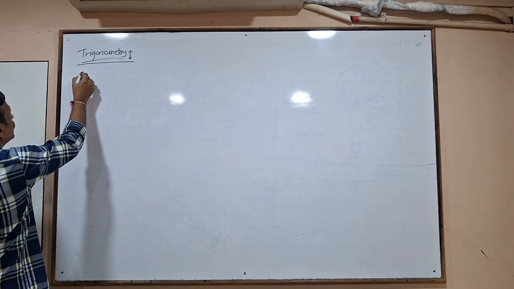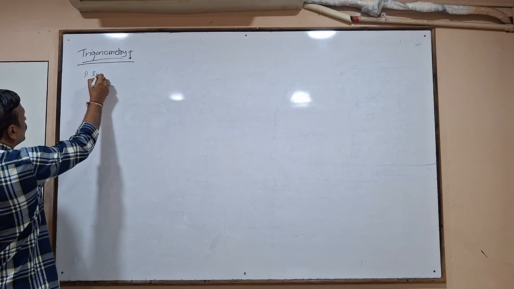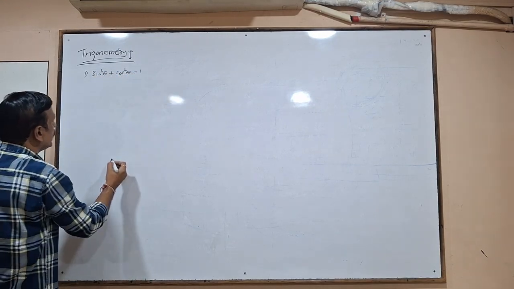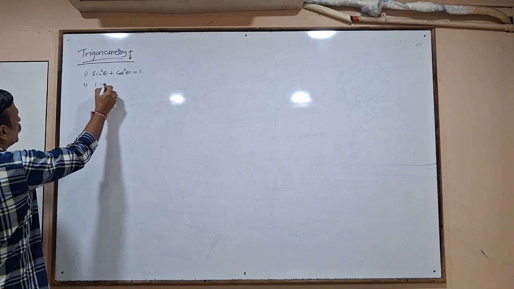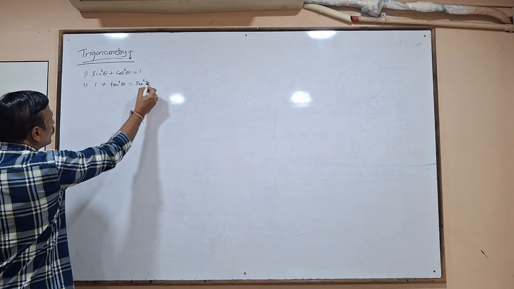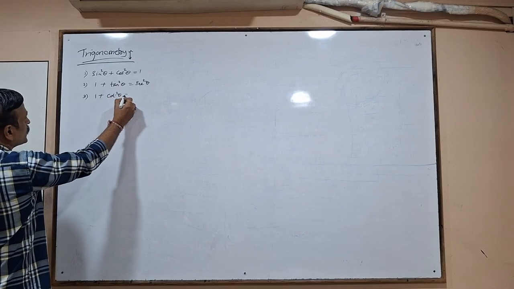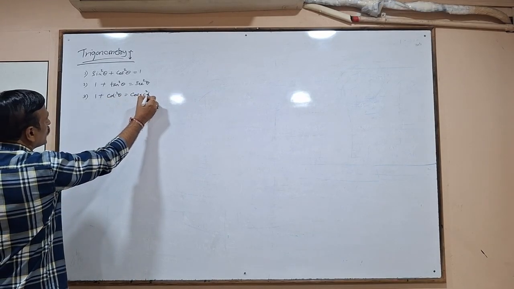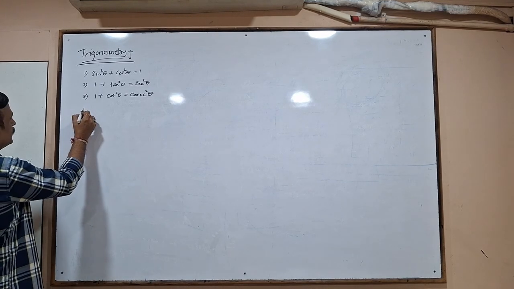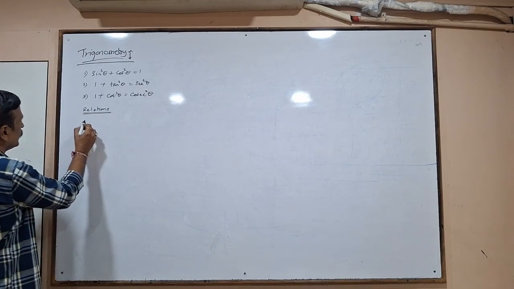it is based on identities. Sin square theta plus cos square theta is equal to 1, 1 plus tan square theta is equal to sec square theta, 1 plus cot square theta is equal to cosec square theta. Then the basic relations of trigonometry.